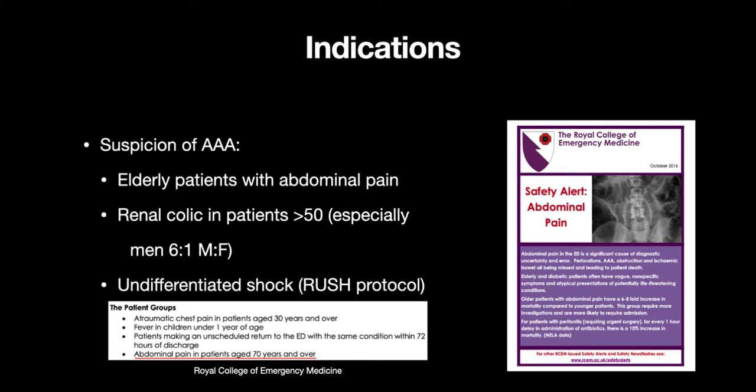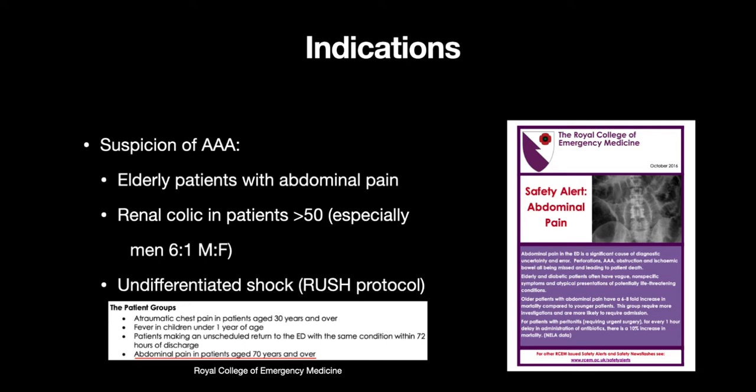NICE guidelines also recommend that patients presenting with suspected renal colic, especially if they're aged over 50 and male, because they have a much higher chance of having an aneurysm, you should consider the presence of an aortic aneurysm as well. And this scan can also be done in those patients presenting with undifferentiated shock using protocols such as the RUSH protocol in order to try and identify the cause of shock and hypotension.